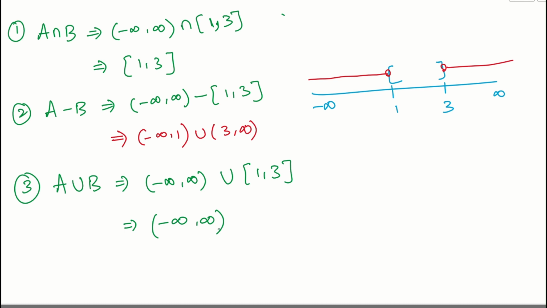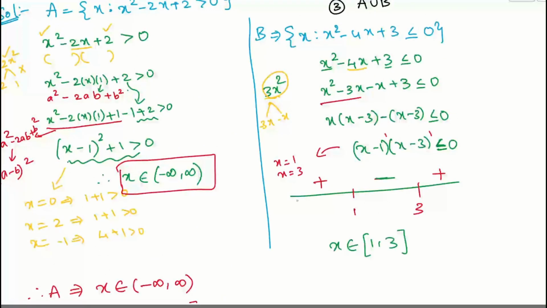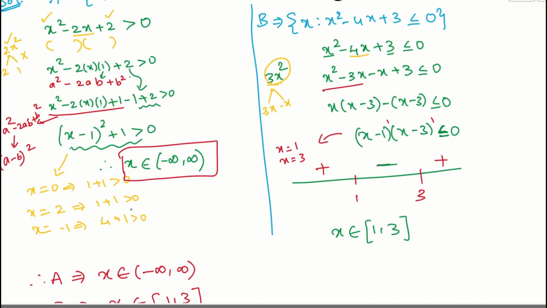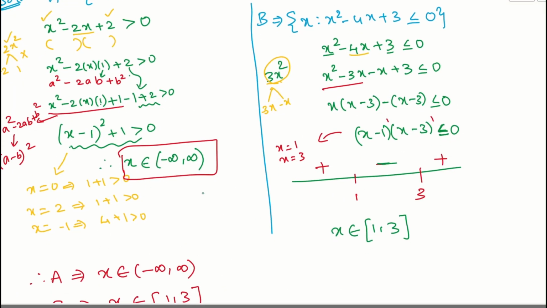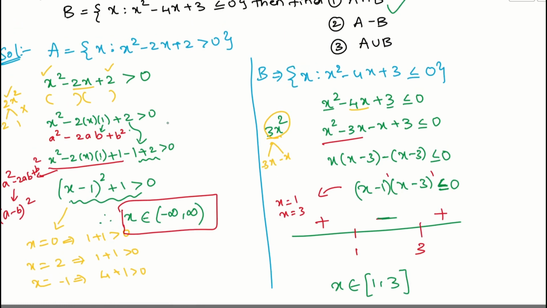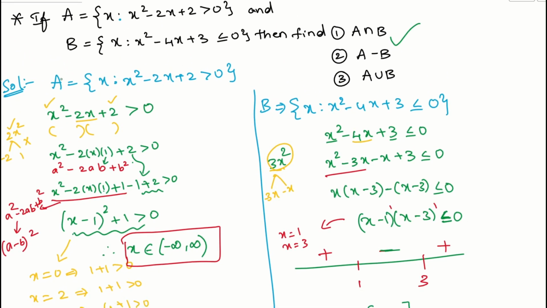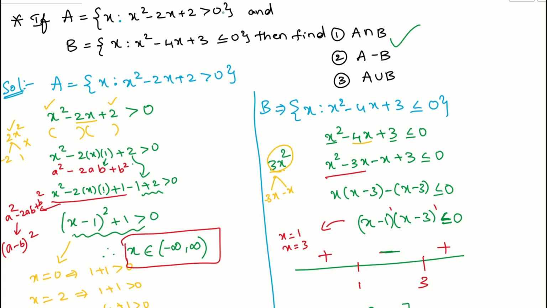Any doubts in this? Actually, finding A intersection B, A minus B, A union B is easy. The thing is that you need to figure out how to find the values of X. Values of X means, what is the set A and what is the set B? Is it okay? Yes. Thank you then.